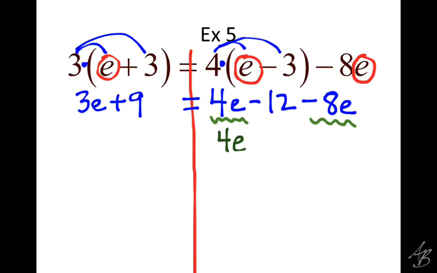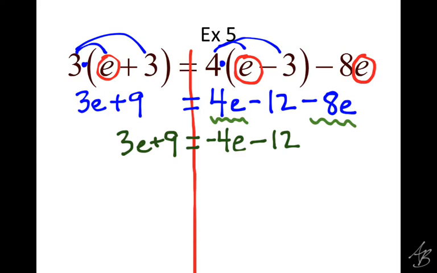Negative. Why? Because negative 8e was bigger than positive 4e. Since 8's bigger than 4, we use the sign on that 8, so we're going to get the negative there. No other like terms to combine, so what do we do with everything else? Bring it down. So we've got our minus 12 there on the right side, and we've got our 3e plus 9 on the left side.